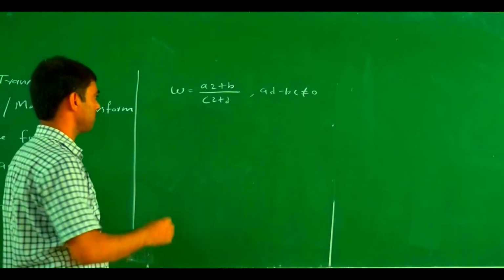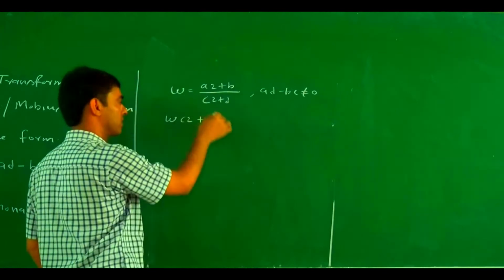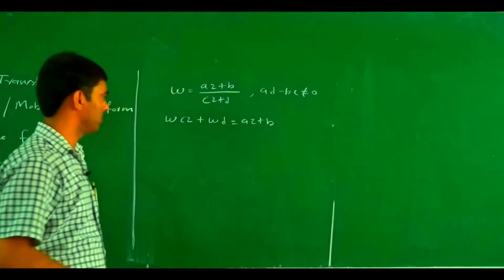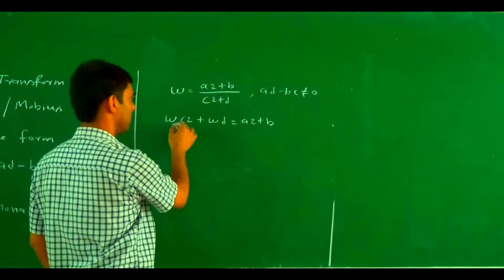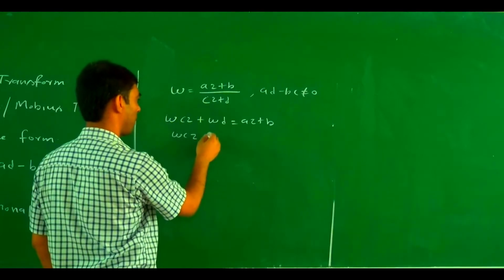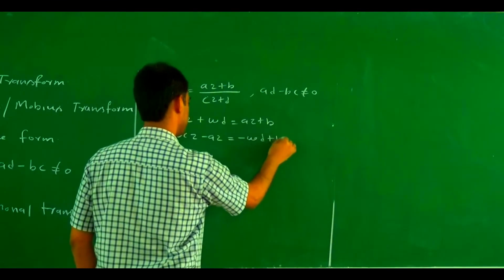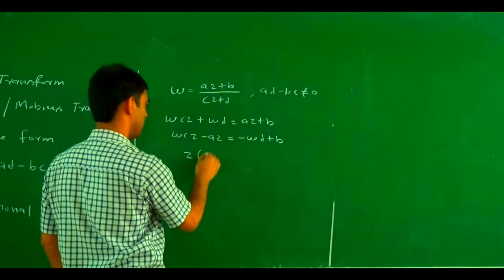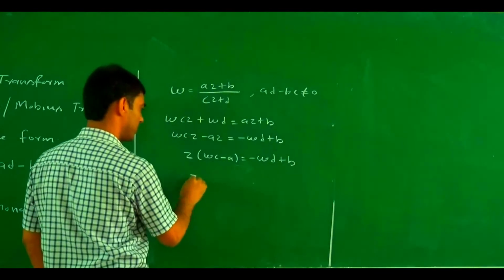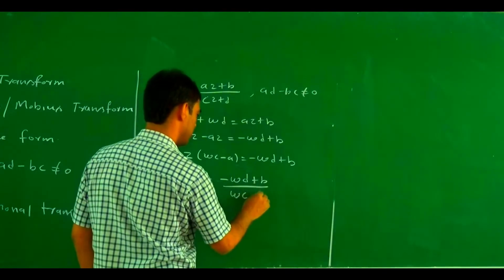Now, if we do cross multiplication, W(CZ plus D) equals AZ plus B. If we write the terms of Z on one side, this becomes WCZ minus AZ equal to minus WD plus B. Then Z(WC minus A) equals minus WD plus B. So Z equals (minus WD plus B) divided by (WC minus A).